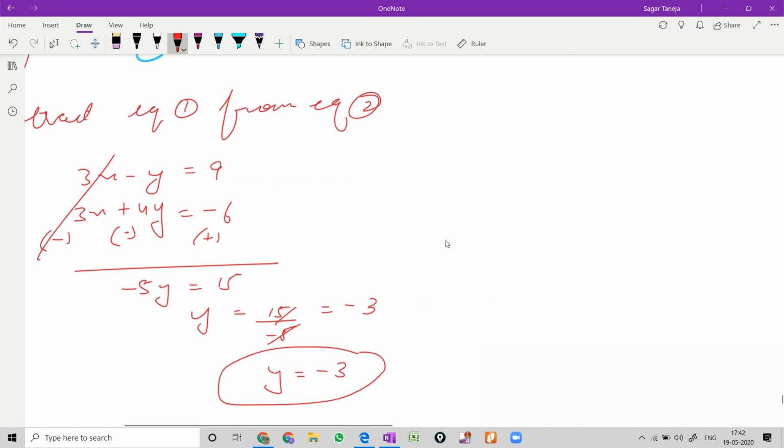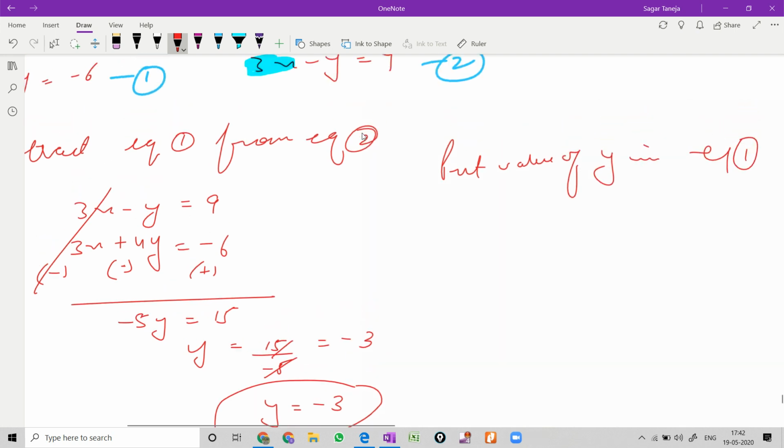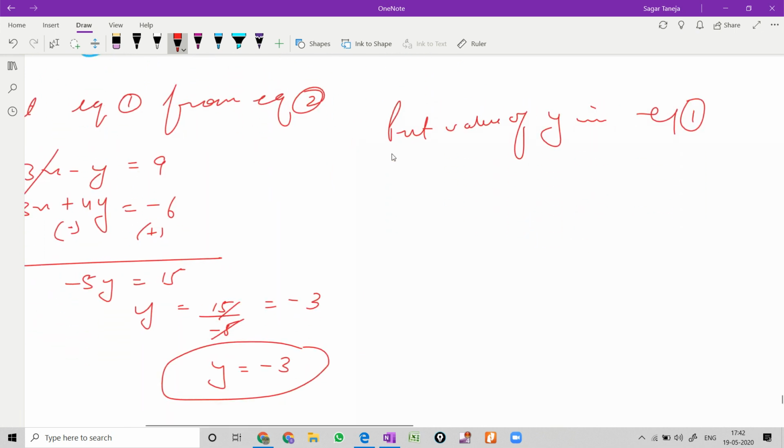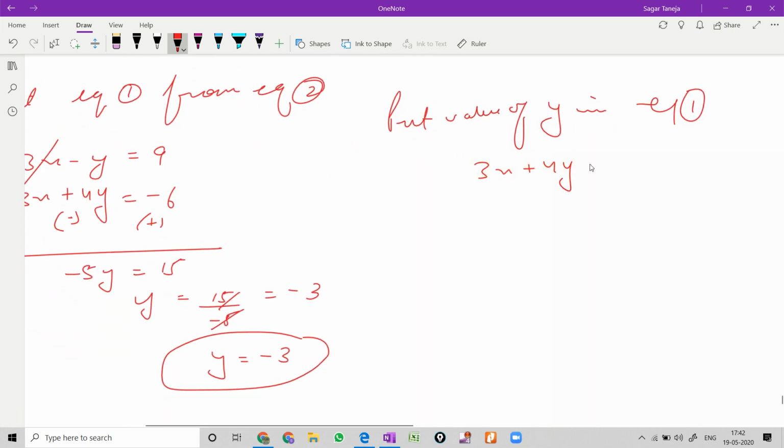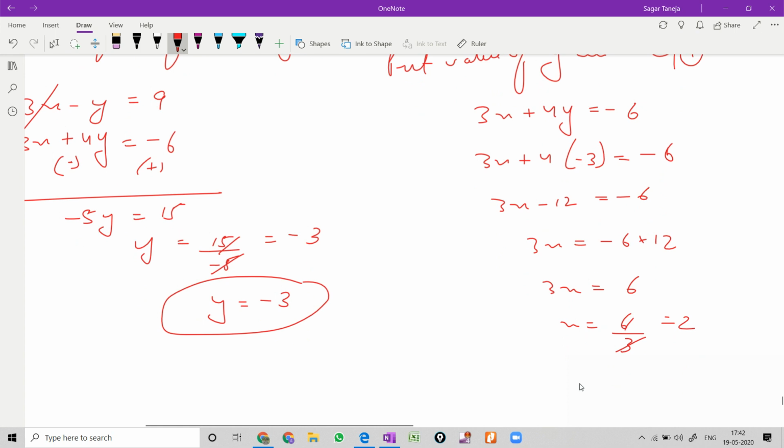Put the value of y in any of the equations. In equation 1 we are putting the value: 3x plus 4y equals to minus 6. So 3x minus 12 is equal to minus 6. 3x equals to minus 6 plus 12. 3x equals to 6. x is equal to 6 by 3, that is equal to 2. So in this way today we have practiced the elimination method.